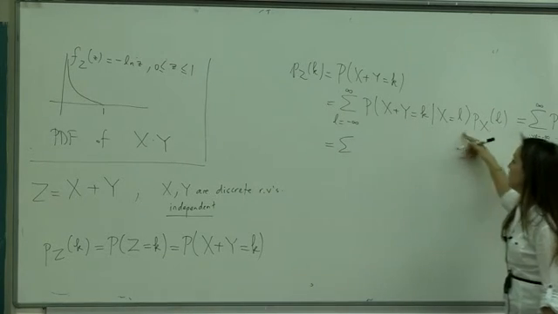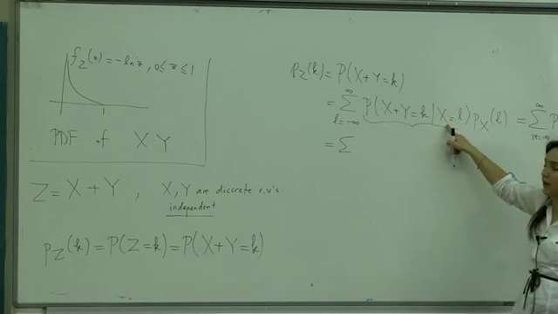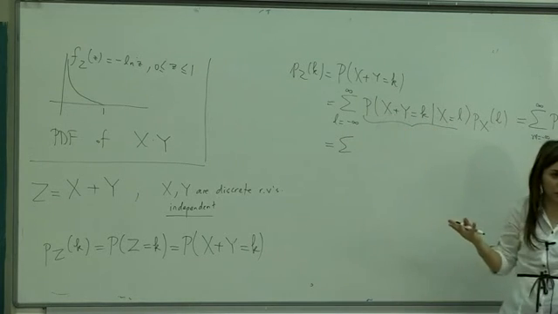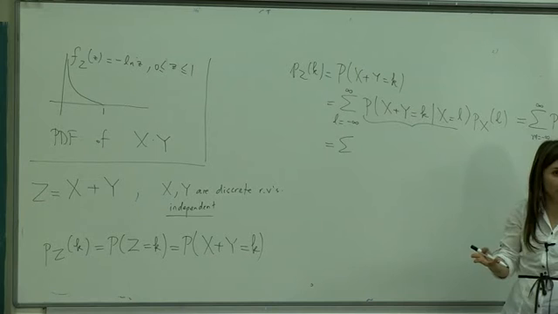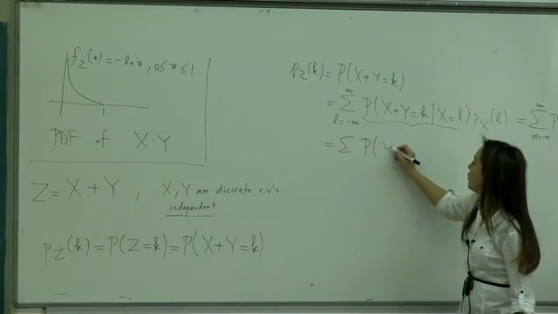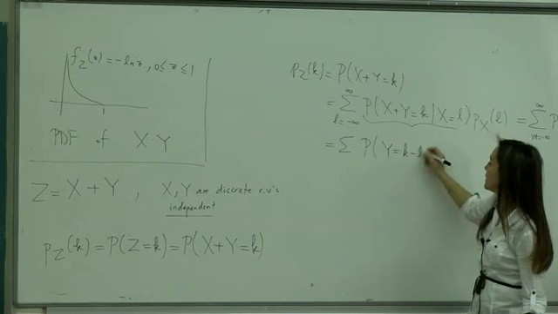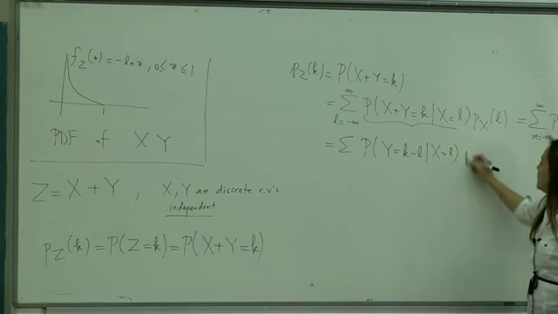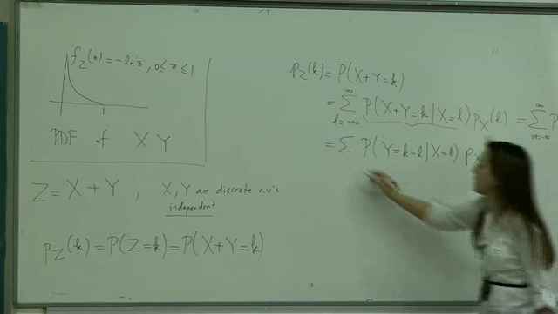I can write this. Now x is given, okay? X is given. So x here is not a random variable anymore. It's a value, L. It's equal to L. So I can write this as y equals k minus L, given x is equal to L, px of L, right?